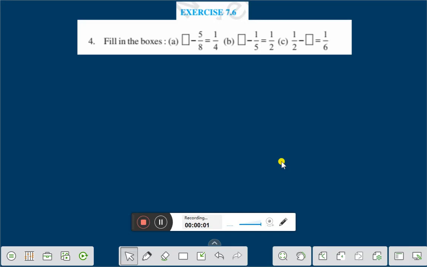Hello everyone. Today we shall discuss exercise 7.6 question number 4. Fill in the boxes. A. Dash minus 5 by 8 is equal to 1 by 4. B. Dash minus 1 by 5 is equal to 1 by 2. C. 1 by 2 minus dash is equal to 1 by 6.